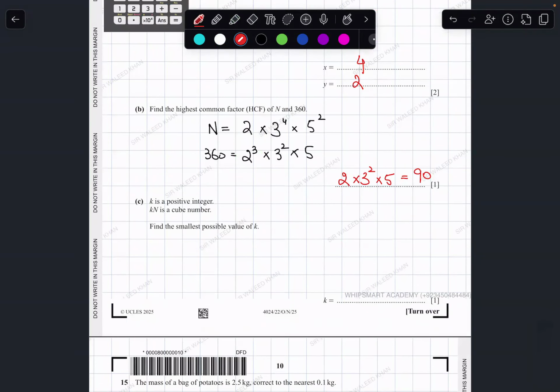k is a positive integer. kn is a cube number. Find the smallest value of k. Now for this one, is there anyone who doesn't understand this type of question at all?